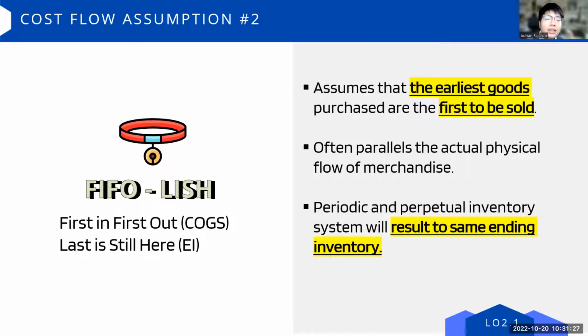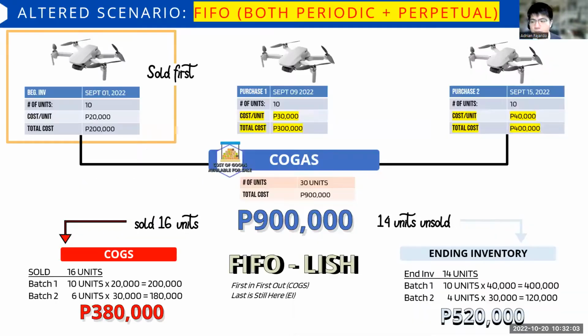So meaning the term FIFO will refer to your cost of goods sold, right? So when I'm computing for my cost of goods sold, I will look at the earliest purchase. Conversely, if I'm looking at my ending inventory, kung yung first yung unang nabebenta, then last is still here, right? So FIFO-lish. First in, first out refers to your COGS. Last is still here refers to your ending inventory. And the reason why we super love FIFO is that it will result to the same ending inventory regardless kung periodic or perpetual.